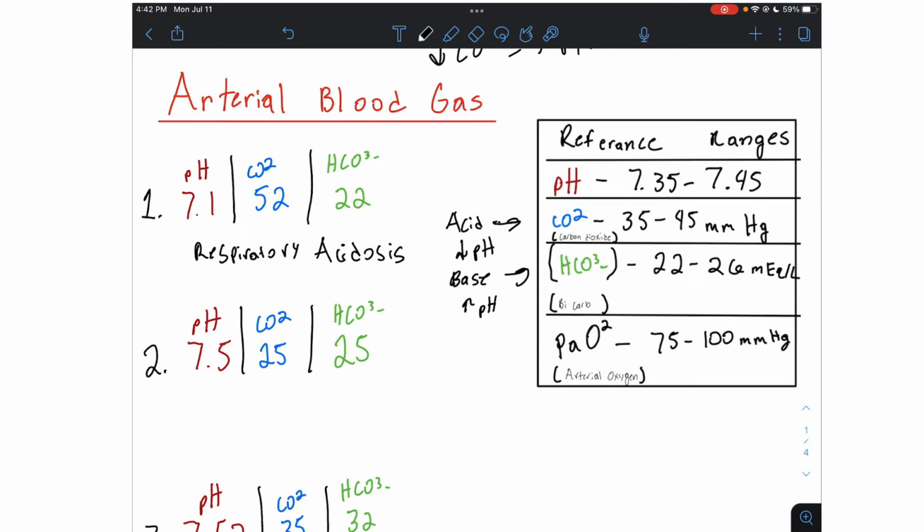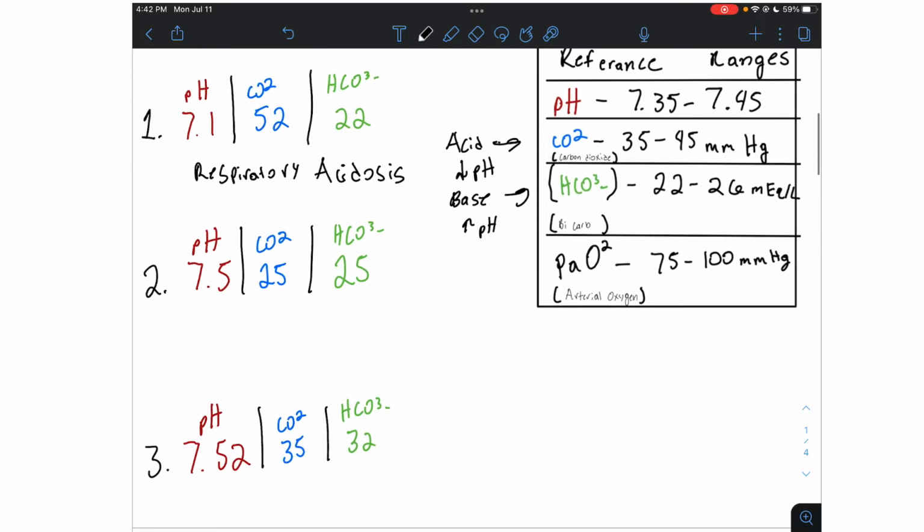So we have high CO2, which we know is an acid. That means we're in an acidotic state right here, respiratory acidosis. Hopefully you understand, and the bicarb in this example is normal. It's within the reference range. So we know that's not the problem. Okay, next problem.